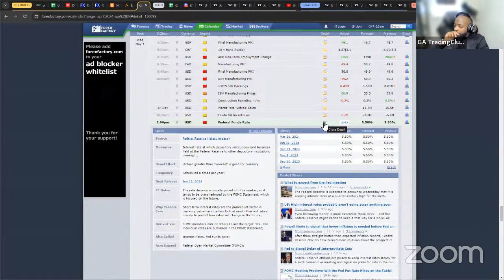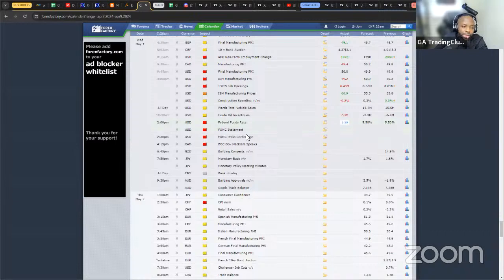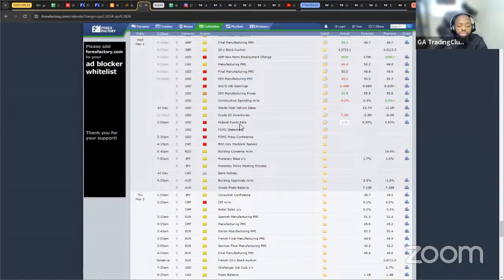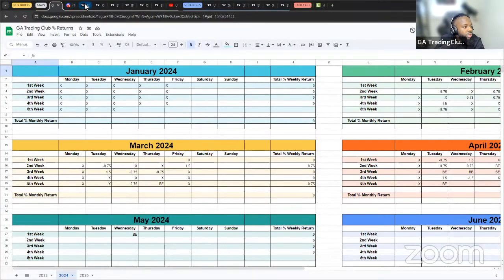There are normally two variations of it. There's one with the press conference at 2:30, which is today, which is the one I consider high impact. The other one normally doesn't have the press conference at 2:30, which I really don't consider high impact. What we cover during FOMC is the interest rate at which depository institutions lend balances held at the Federal Reserve to other depository institutions overnight. This one for the rate also tells us what the Fed is doing to control inflation.